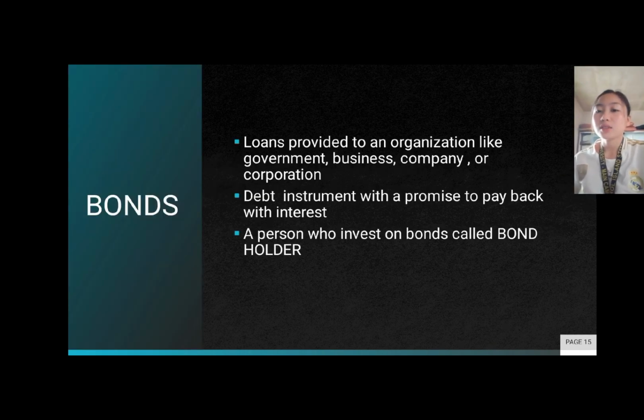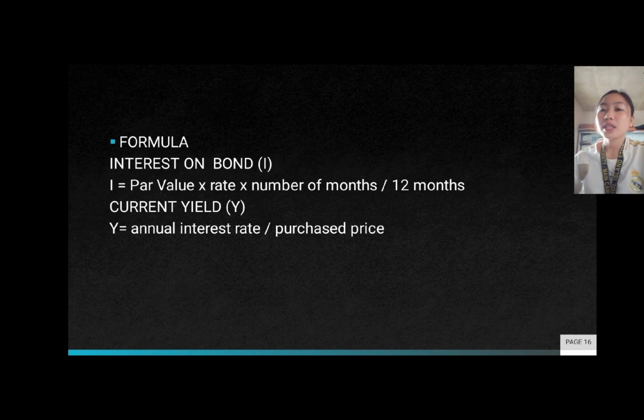Let's proceed on bonds. So bonds are the loans provided to an organization like a government, business, company, or corporation. A debt instrument with a promise to pay back with interest. A person who invests in bonds is called a bondholder. So these are the formulas in computing the bond. In interest on bond, the formula is I is equal to par value times rate times number of months divided by 12 months. And the current yield is Y is equal to annual interest rate over purchase rate.